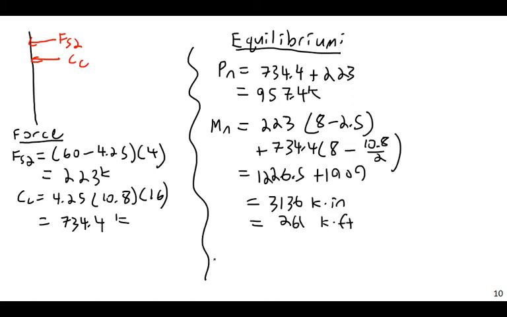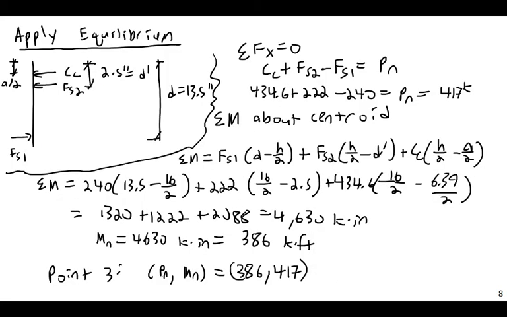So we now have our fourth point on our diagram, which is going to be Mn, comma Pn equal to 261. Actually, I've been using Mn, Pn, so that's a little backwards here. I think this is a typo. That should be Mn, Pn, yes. Sorry about that.